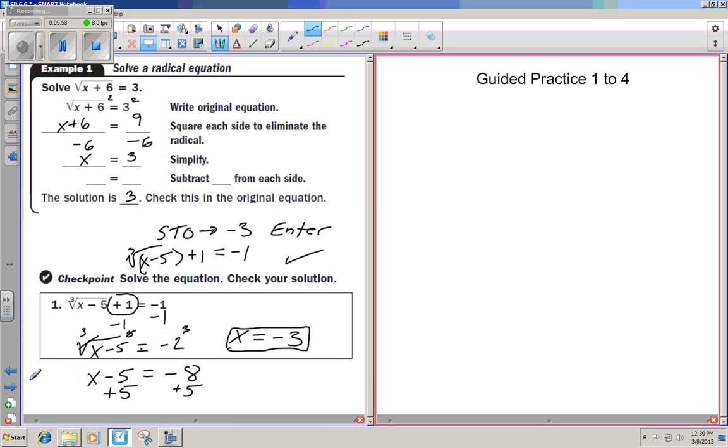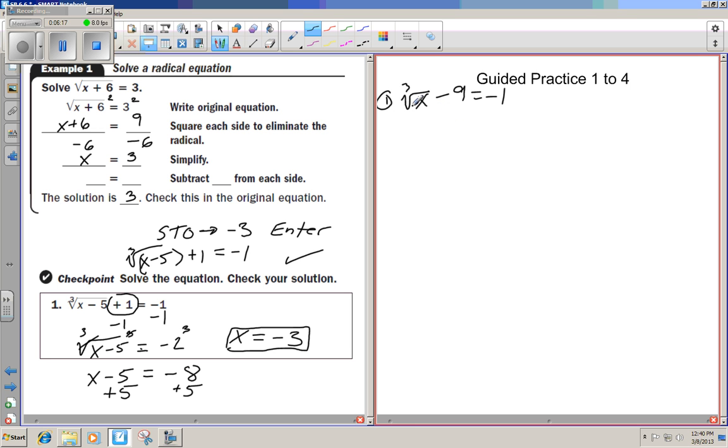All right, let's take a look at a couple of the guided practices, please. We'll do number 1 and 3. Number 1 looks like the cube root of x minus 9 equals negative 1. If you want to try this on your own, just pause the video, work it out, and see if you did all the steps correctly.